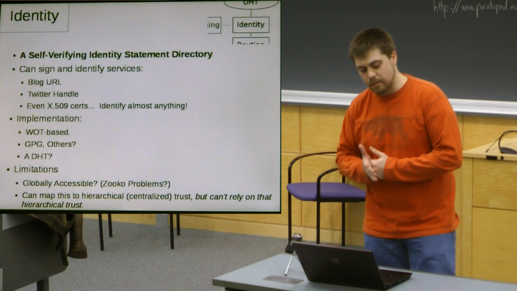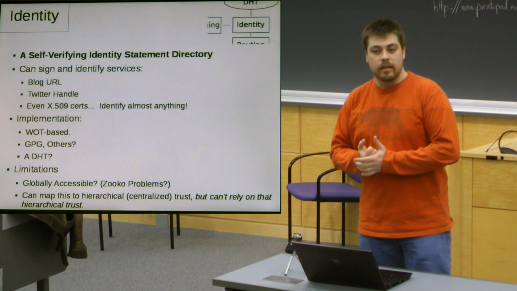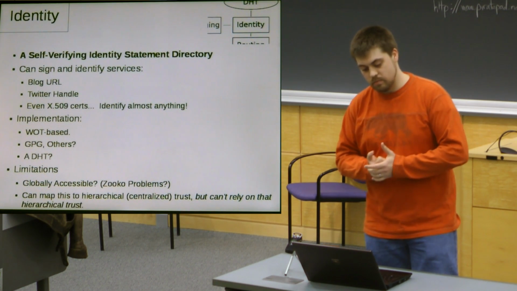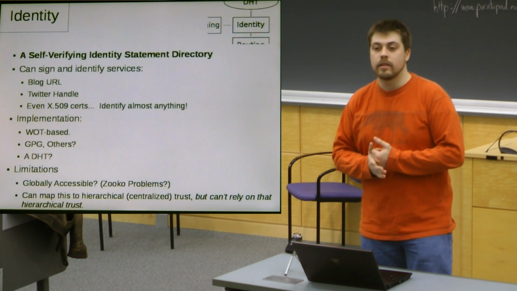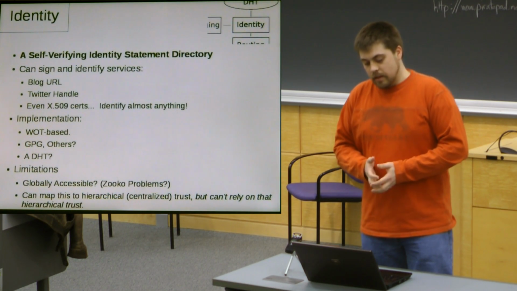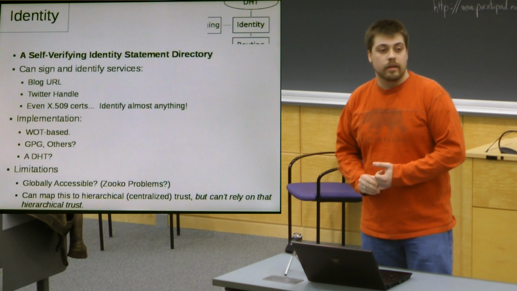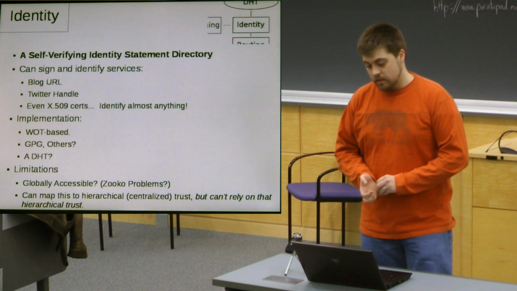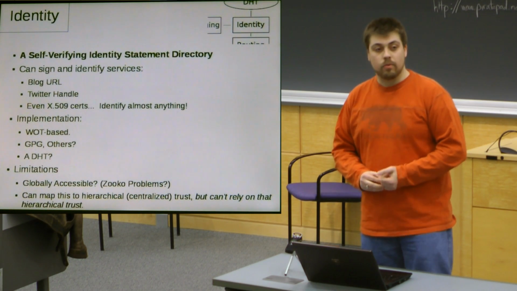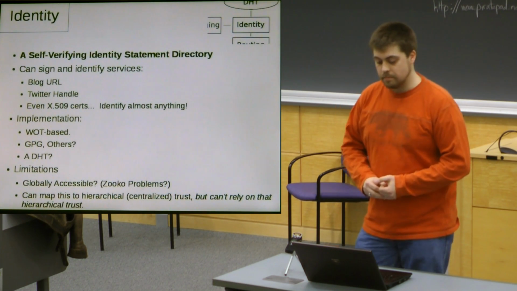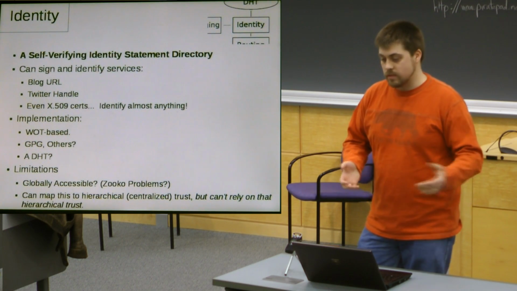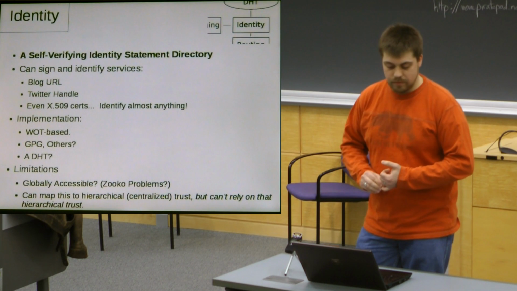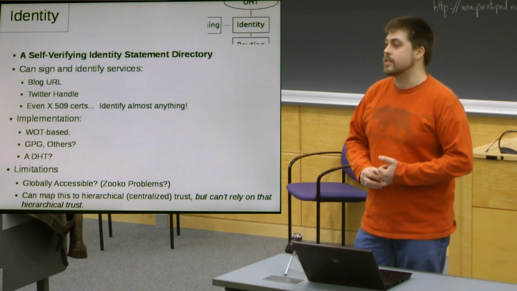There are a couple ways it could be implemented. It's probably going to have to use a web of trust, which builds upon the GPG web of trust. It could be done through a distributed hash table. It doesn't have to be. There could be friend-to-friend searching, which would be an incredibly interesting approach to this, but it doesn't have to use only one source. There are a couple of limitations, the first of which is that it's probably not globally accessible.